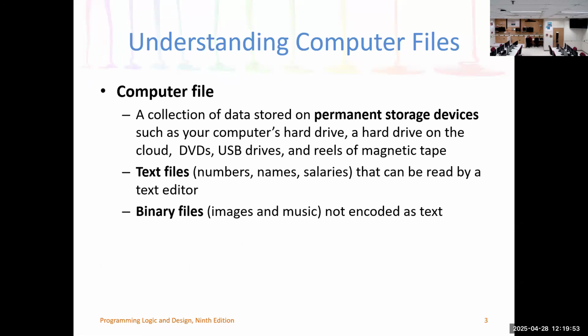The computer file is a collection of data stored on a permanent storage device, such as your computer hard drive, the cloud, DVD, or so on, right? And basically, you have some types of files here. The first one is the text file. You can store the number, name, and salary that can be read by a text editor. And you also have the binary file, like an image or music, and it's not encoded as text. You have many types.